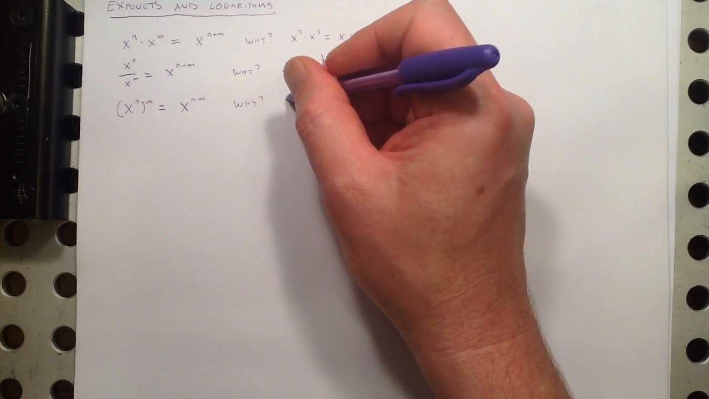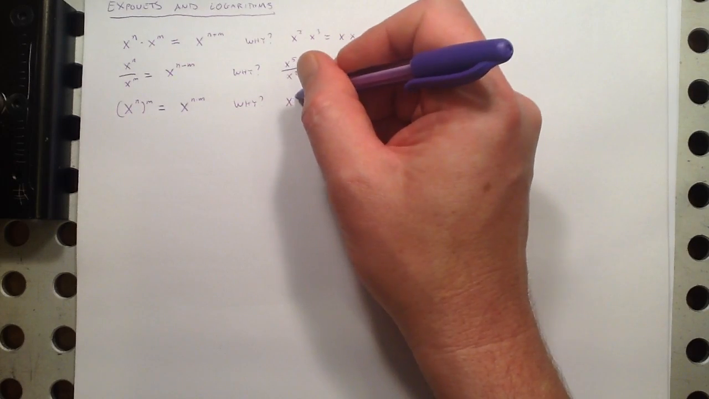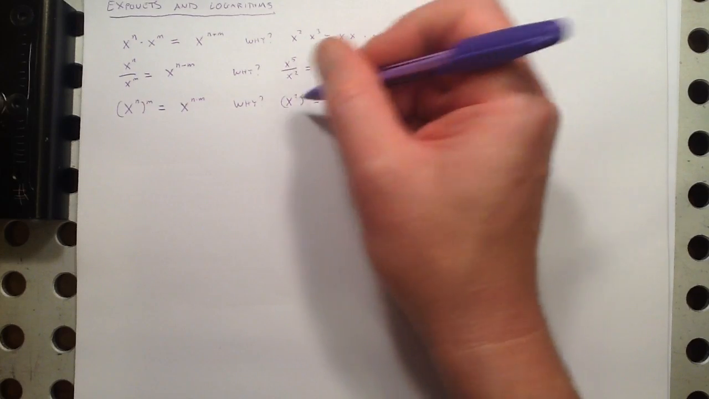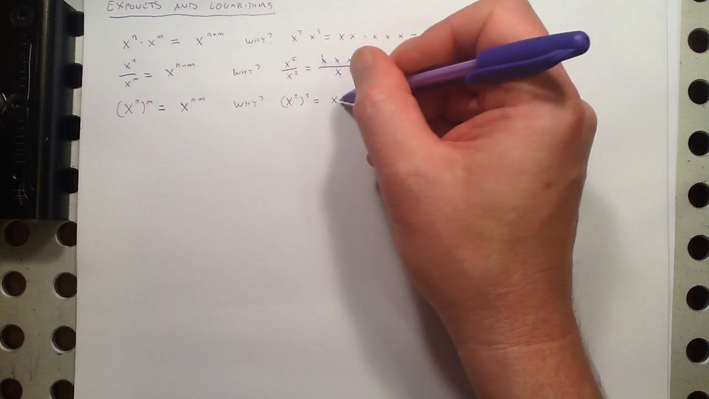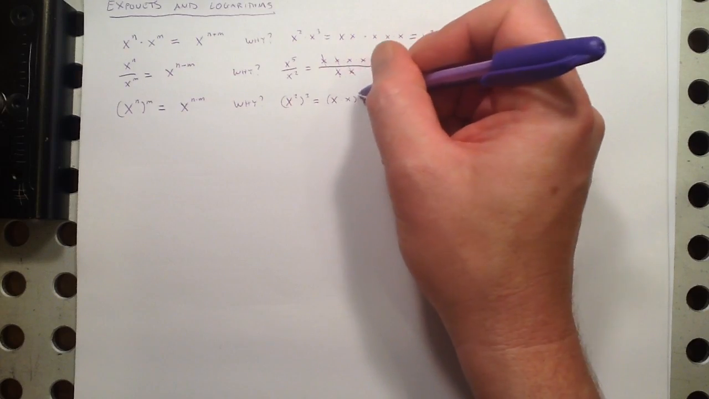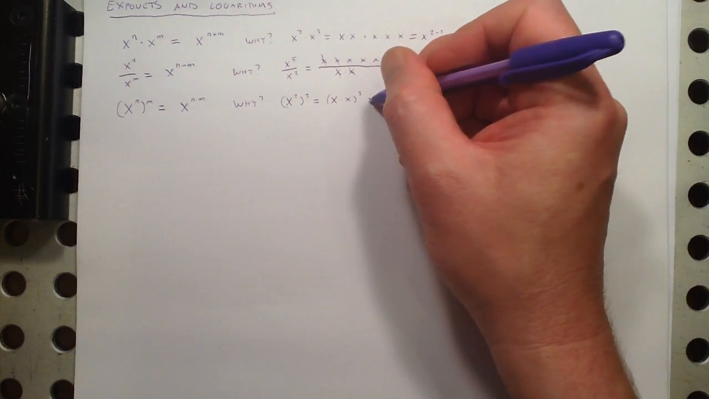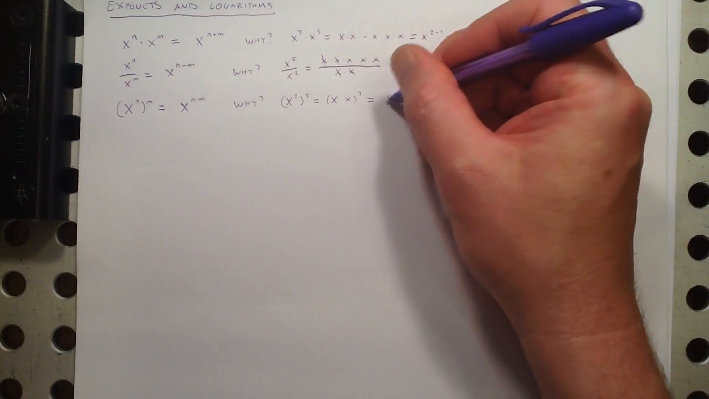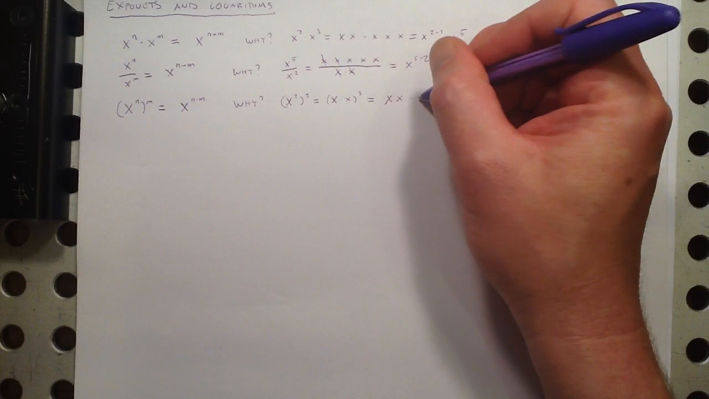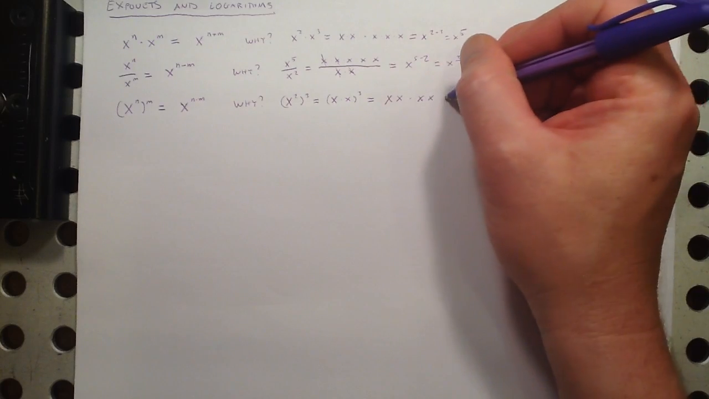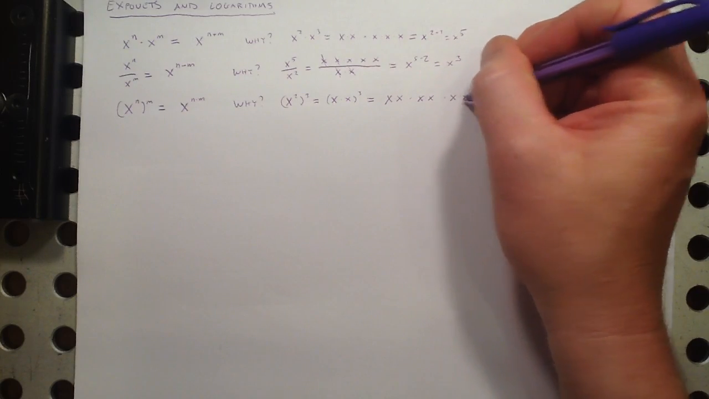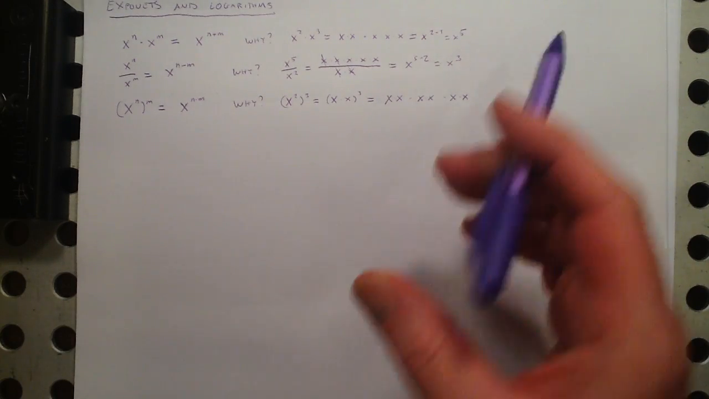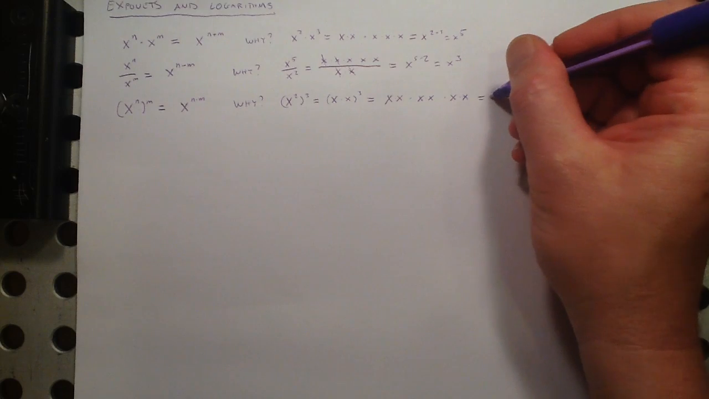Well, we could do what's x squared cubed. Well, x squared is x times x, cubed. And to cube something means multiply it by itself 3 times. That's x times x times x times x times x times x. That's what it means to cube something. And if we total those up, you can see there's 6 of them.